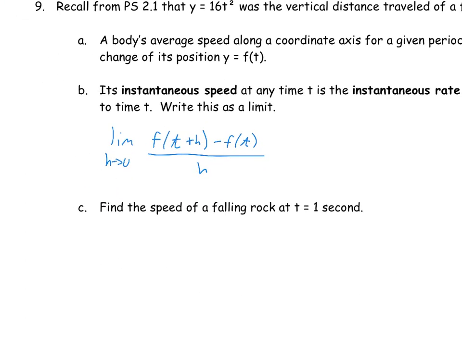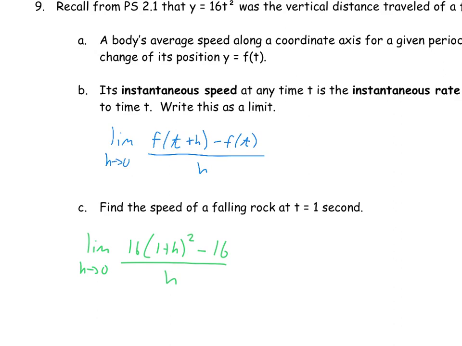And then C is going to go through that same process, finding the slope at a point, but that's going to tell us the speed at t equals 1 second, using 16t squared as our function. So we're doing the limit as h goes to 0 of 16 times (1 plus h) squared, minus 16 times 1 squared, which is 16, all over h.